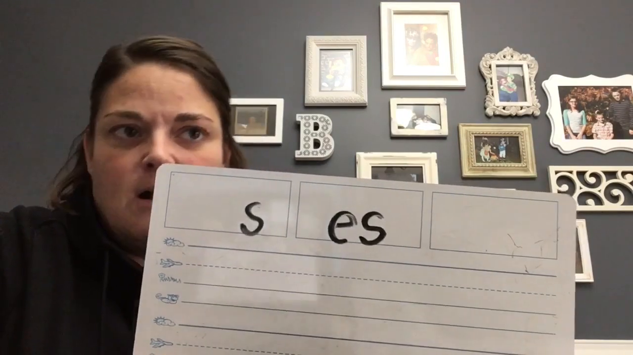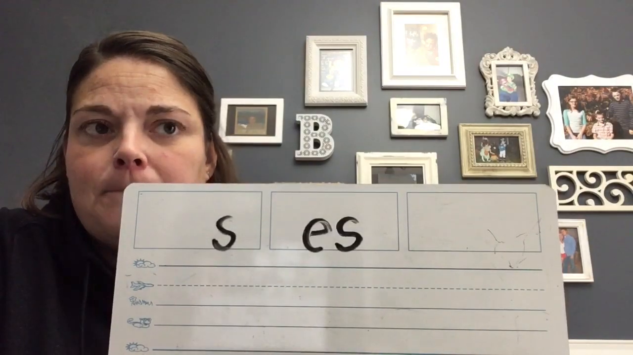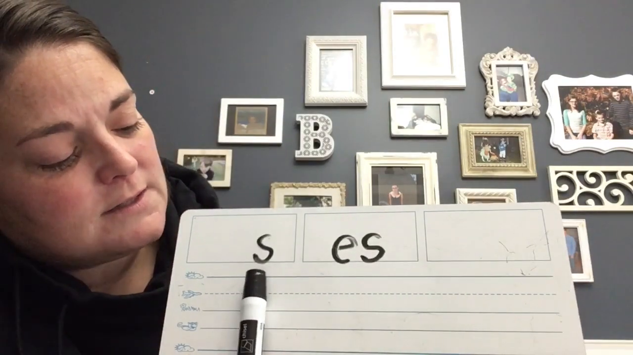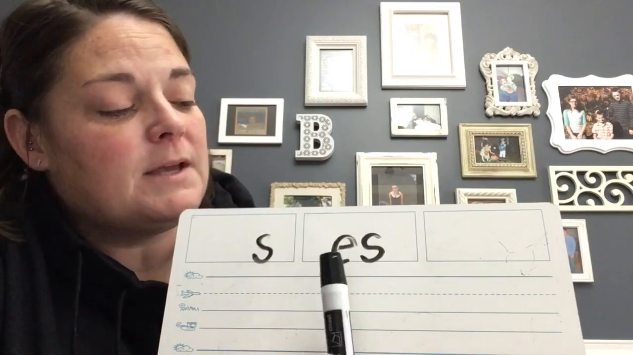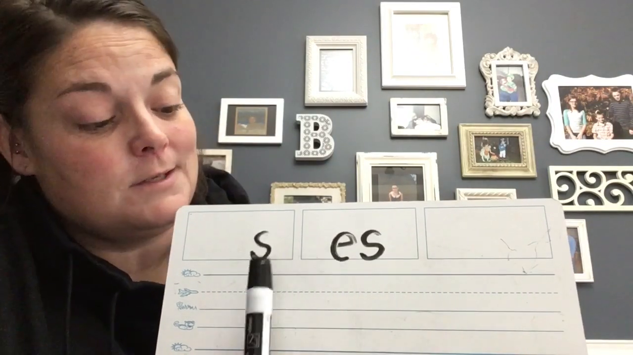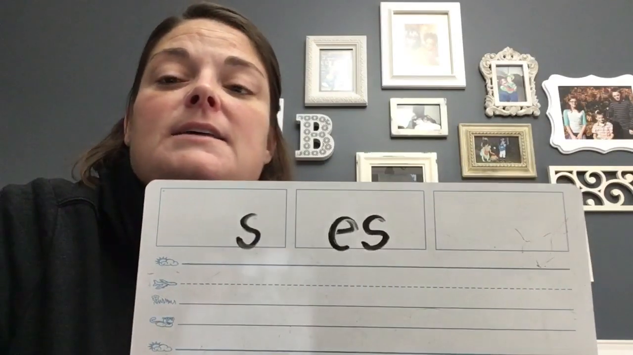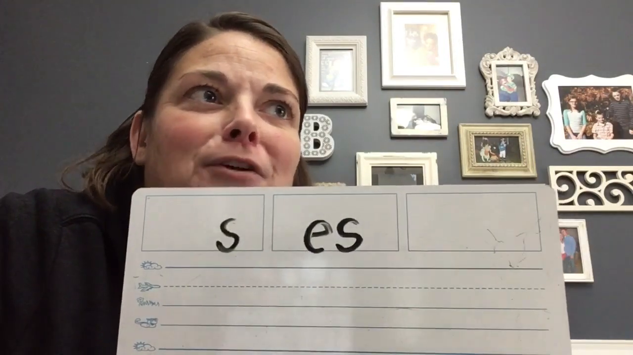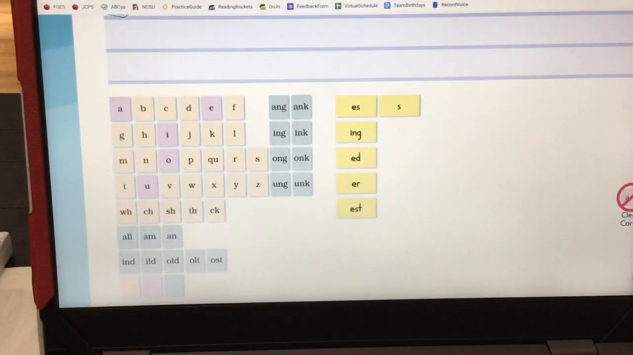Which one do you think is the vowel suffix, and which one do you think is the consonant suffix? The S is the consonant suffix. The ES is the vowel suffix, because this one starts in a vowel and this one starts in a consonant. It's very easy. All it means is that it's a way to sort them, okay? Because we sort everything. We're human. That's what we do.